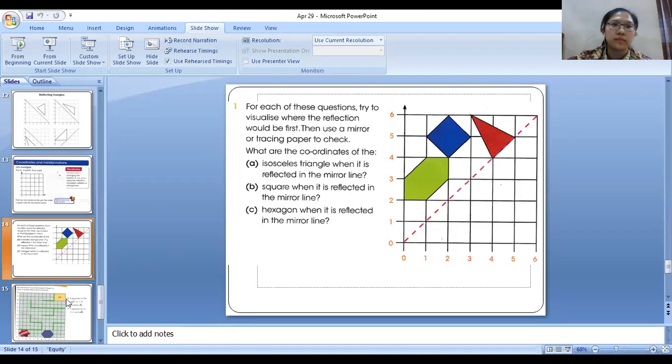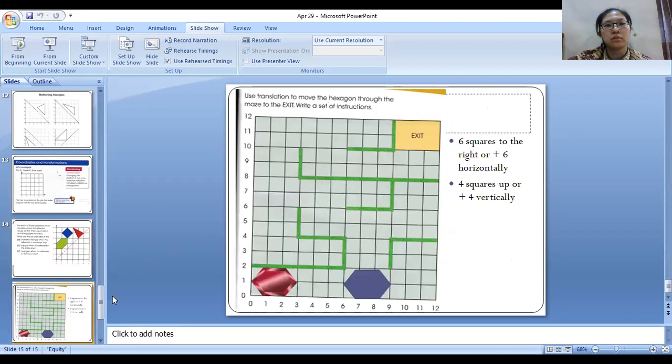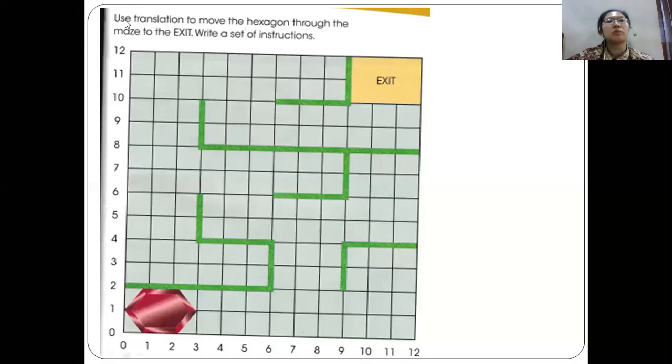Next, number 2. In question number 2, you use translation to move the hexagon, this one, through the maze until the exit. So you want to move this hexagon until you can reach the exit. You have to write the instructions. For example, what is the first instruction? First, I have to move the hexagon here on this part.